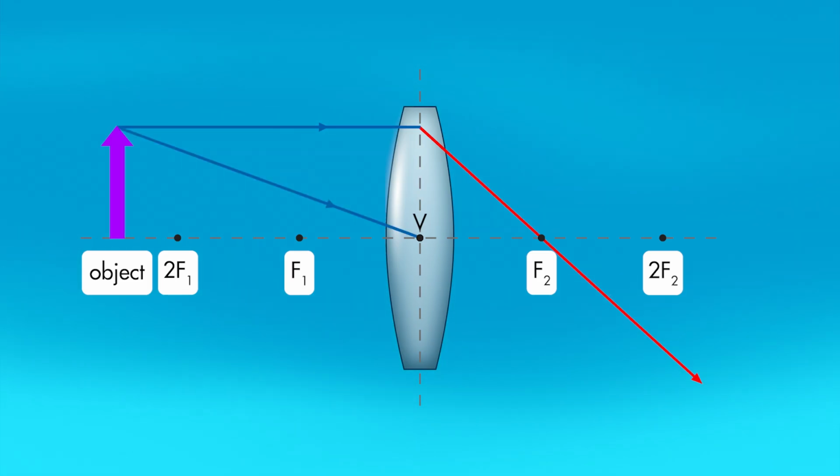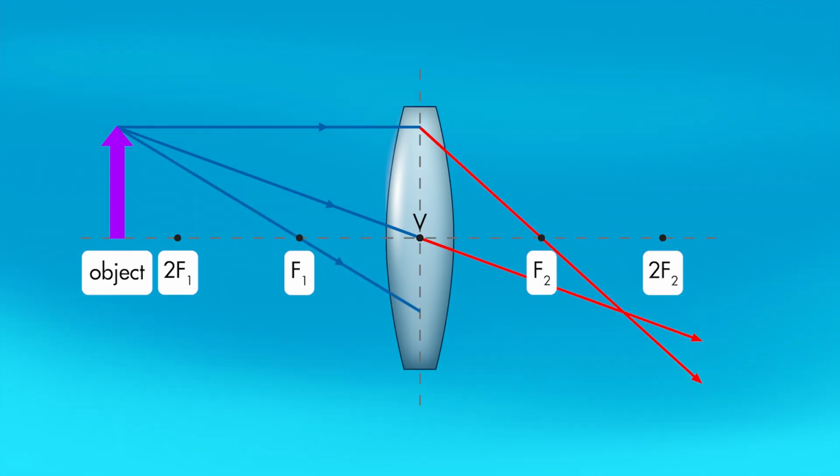The second incident ray is drawn from the top of the object through the vertex. This ray continues straight through the lens. The second refracted ray does not appear to be refracted, but it is. It refracts slightly downward when it enters the lens. Then, it refracts upward when it exits the lens. Since the refraction is the same each time, the refracted ray continues in the same direction as the incident ray.